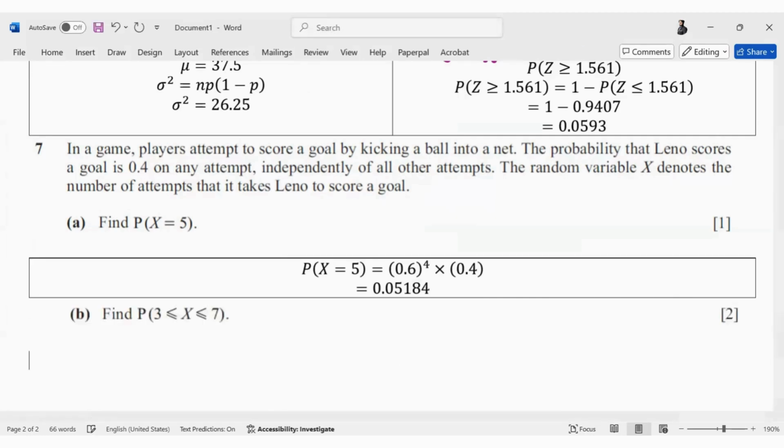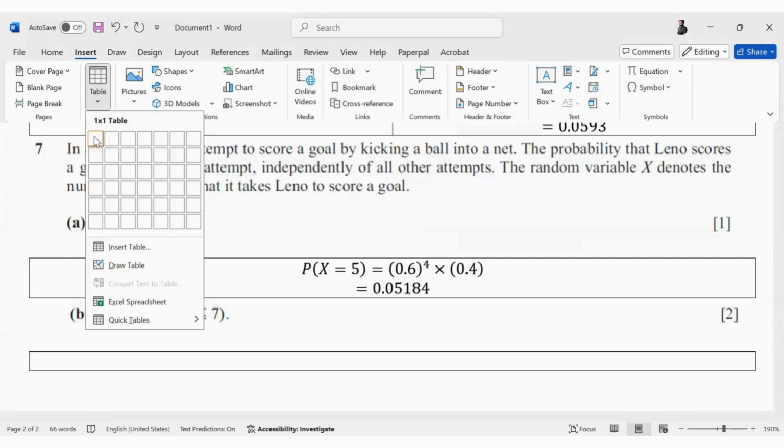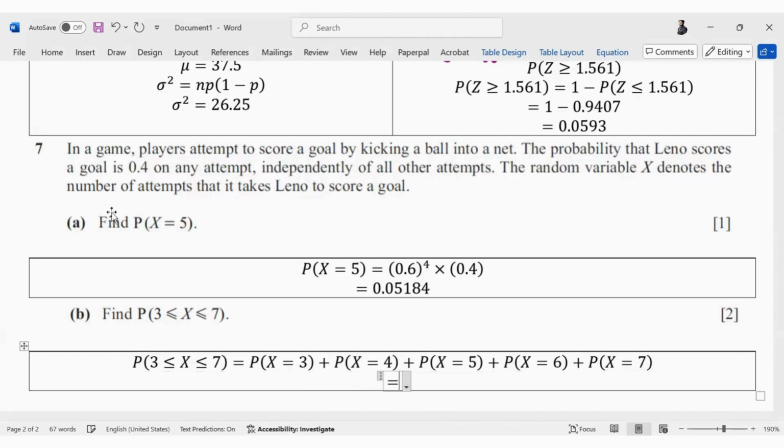The question says that he scores a goal in between the 3rd and the 7th attempt. One way of doing it is he scores a goal in the 3rd attempt, in the 4th attempt, in the 5th attempt, in the 6th attempt, or in the 7th. This is a very conventional way that most of the students, average and below average, also prefer taking, but it does give you your answer.